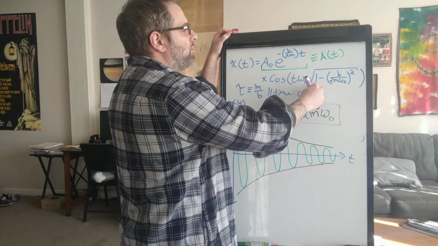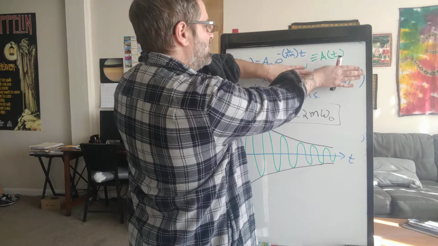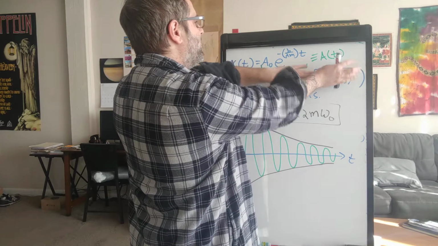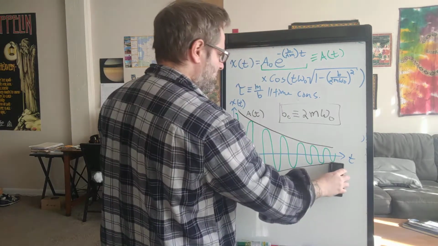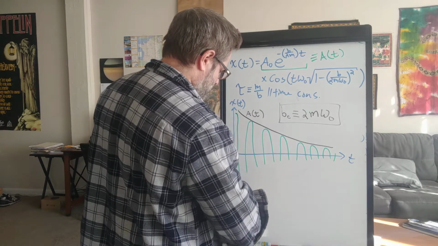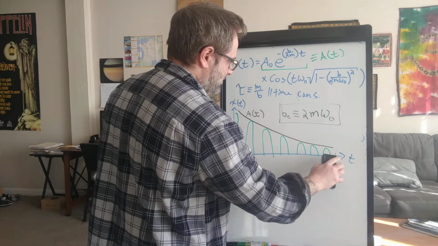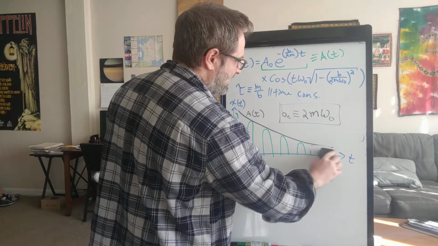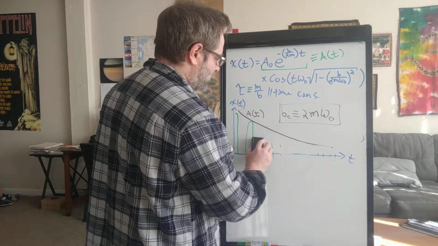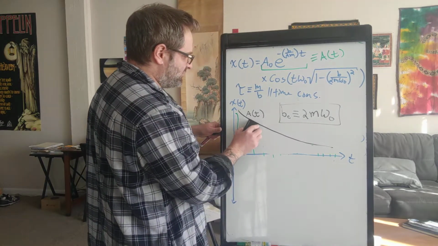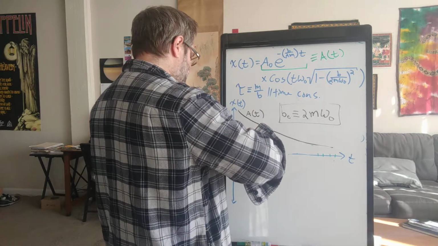1 squared is 1. 1 minus 1 is 0. Cosine of 0 is 1. This whole term goes away, and we're left with just the amplitude. So in that case, if B is equal to 2m omega naught, we don't have any oscillations at all. Even though this is a damped harmonic oscillator, if we have this exact value for the dampening constant, then we don't even get any oscillations.